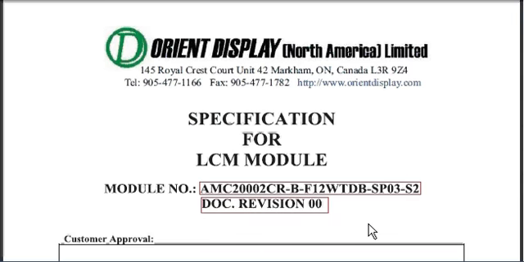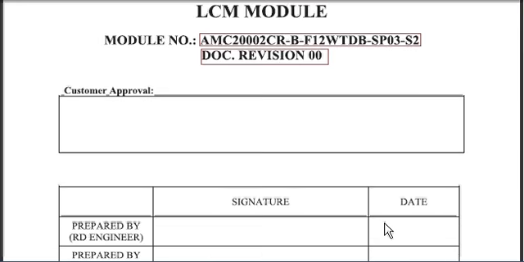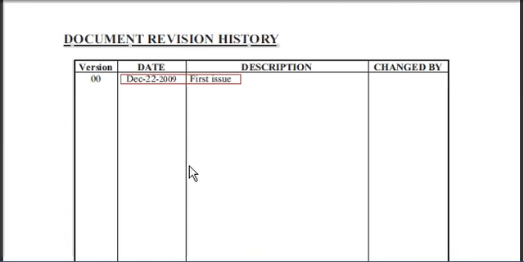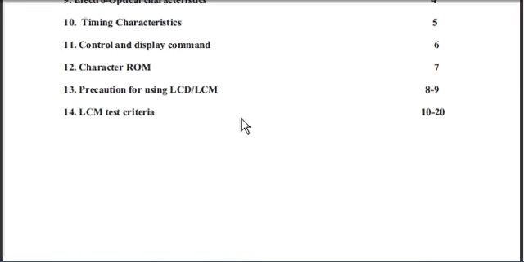This is the part number, revision number, and customer approval information, and who prepared, checked, and approved this drawing. And this is the revision history, which is important. It keeps the record of all the change history. And this is the contents.